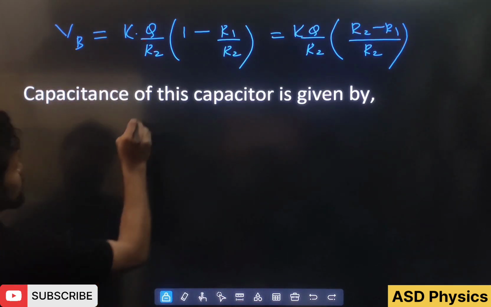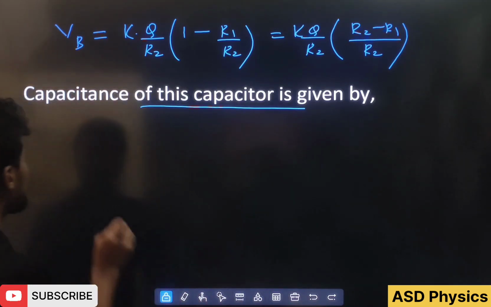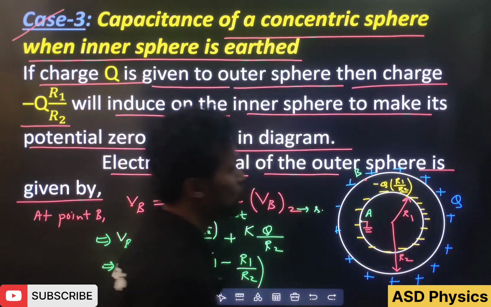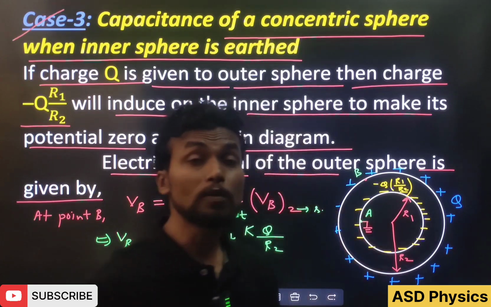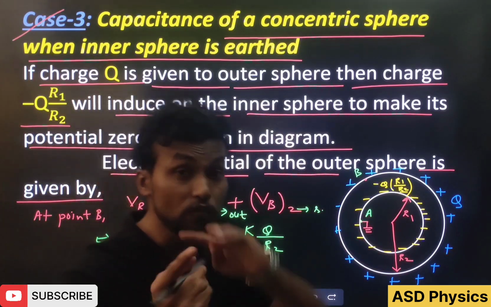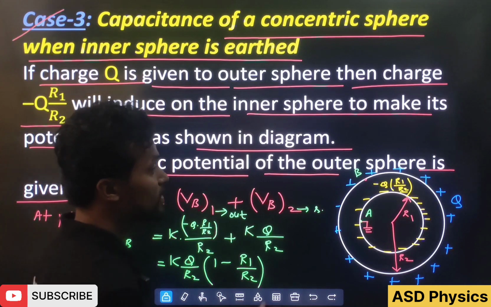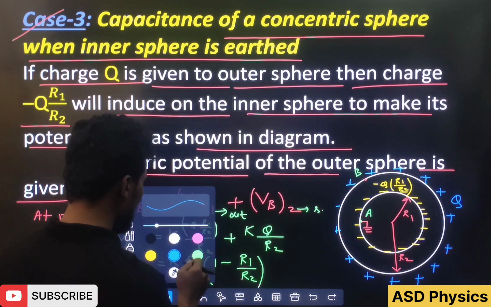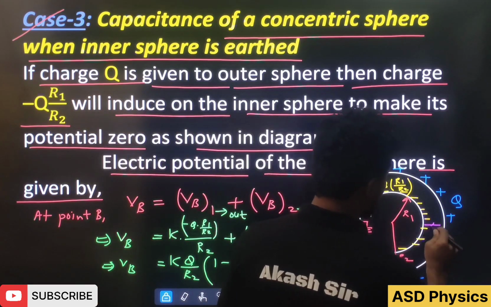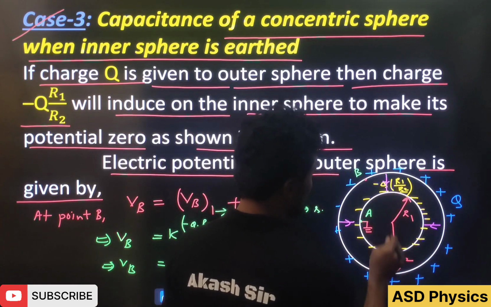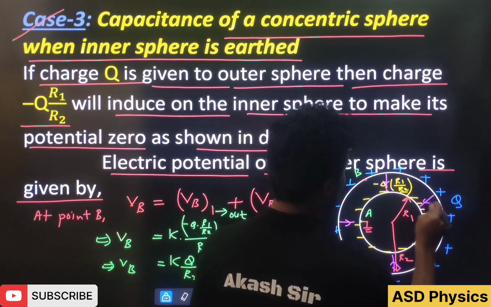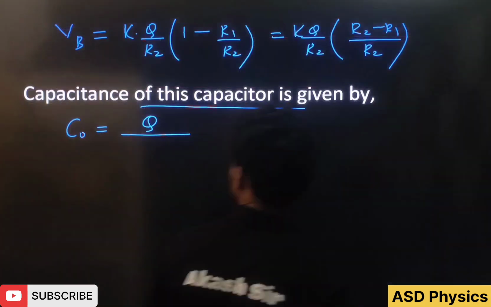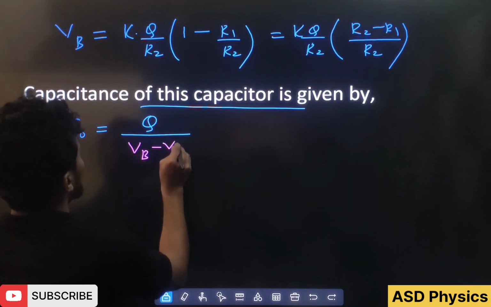Okay, good. Now students, the capacitance of this capacitor is given by C naught equal to the charge we have given, Q on the outer one, divided by the potential difference. Before that, the potential difference was VA minus VB, in the previous situation, case 2. But now it is B and A, because the electric field will be like this, from positive charge to negative charge, and it will store the energy in this. This time we will write VB minus VA.